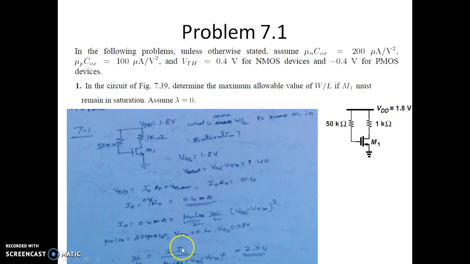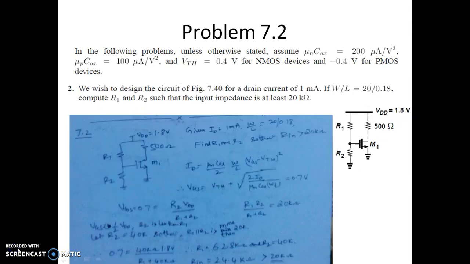So this way we can utilize the concept that the condition for the MOSFET to remain in saturation is VDS at least VGS minus VTH, and the drain current under saturation is given by mu n Cox by 2 W by L VGS minus VTH whole square. Using these equations we can find out W by L.